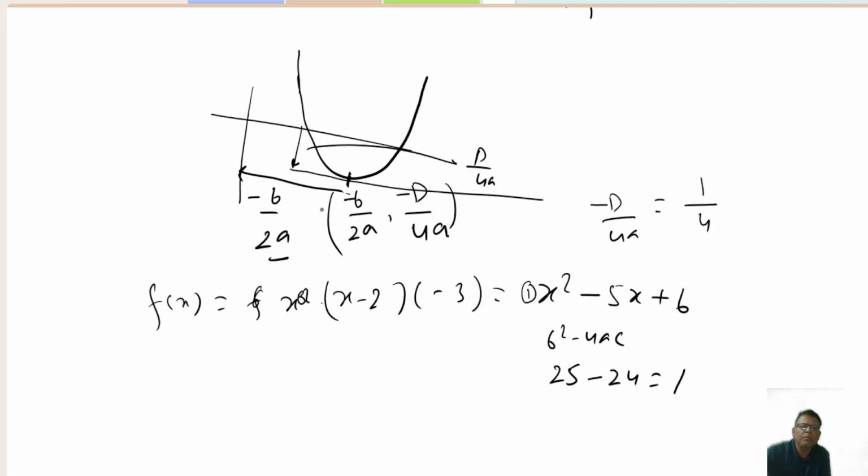So this value will be minus 1 by 4, that is minus d by 4a. So what is the minimum value of this polynomial? The minimum value of this polynomial is minus 1 by 4.